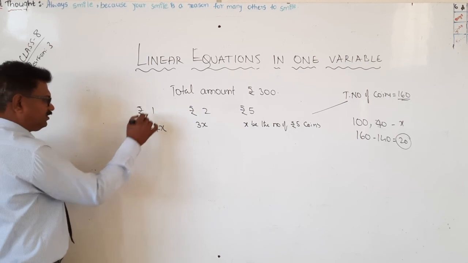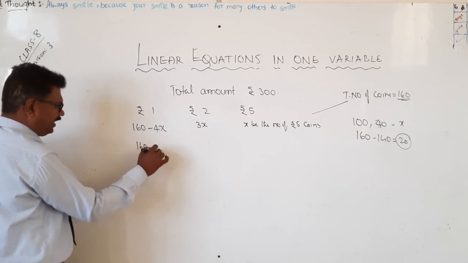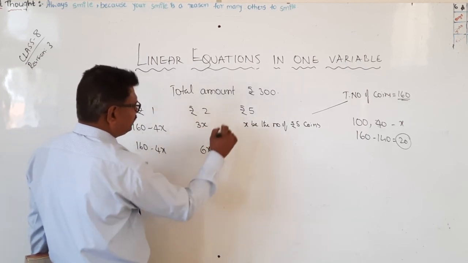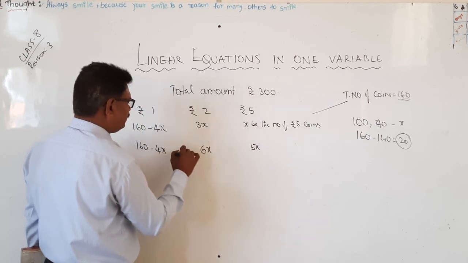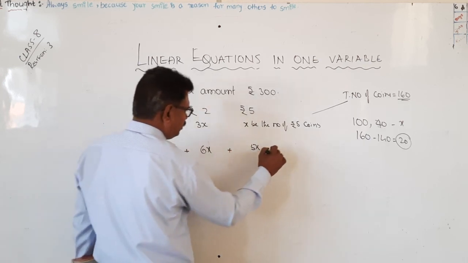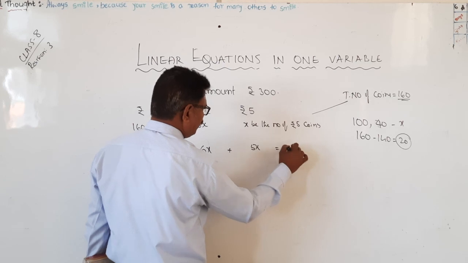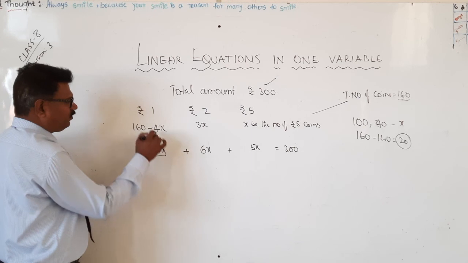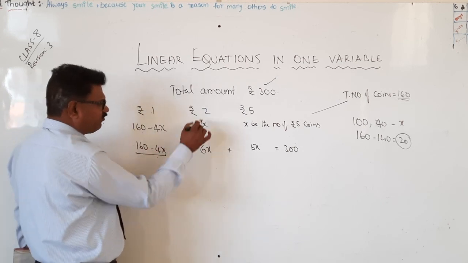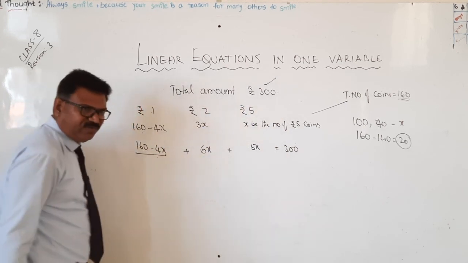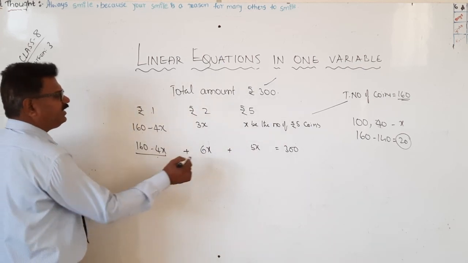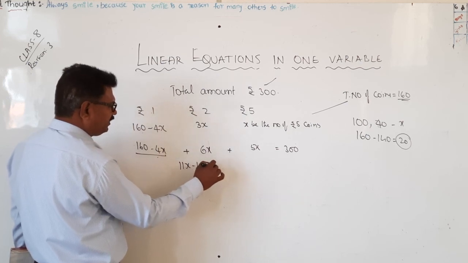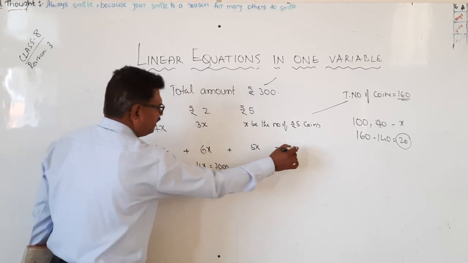Now for the amount, just multiply: 160 minus 4x, 6x, and this is 5x. The total will be equal to rupees 300. This is the amount for 1 rupee coins, this is the amount of 2 rupee coins and this is the amount of 5 rupee coins. Now very simple. Now see, 6 plus 5, 11x minus 4x is equal to 300.